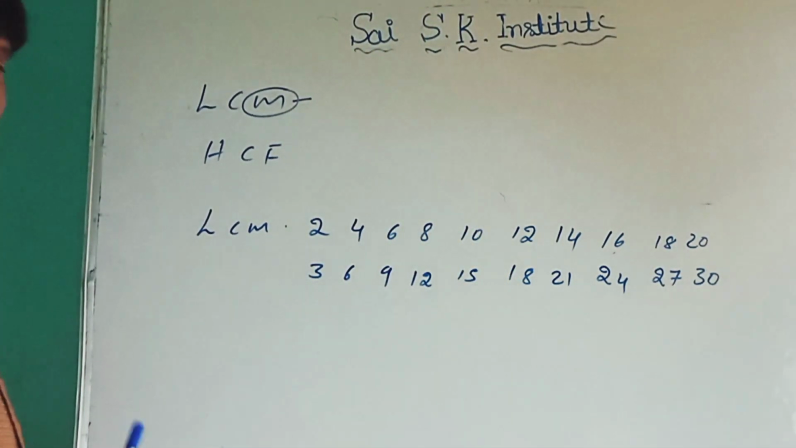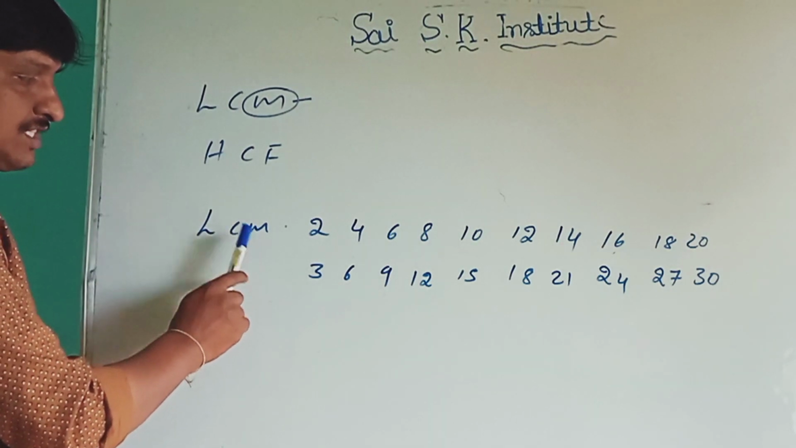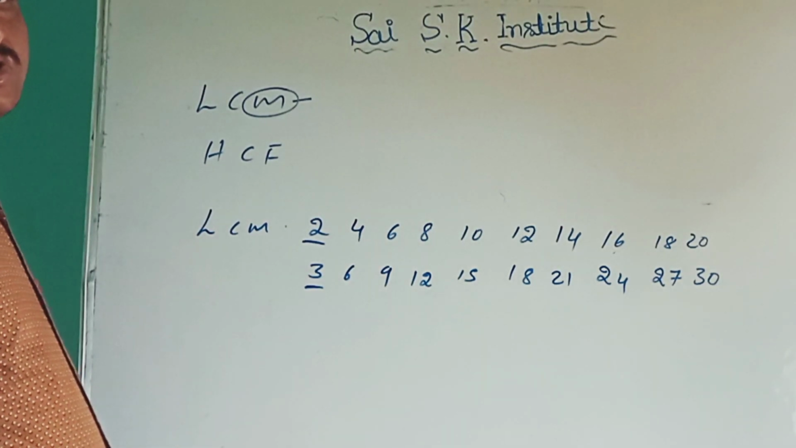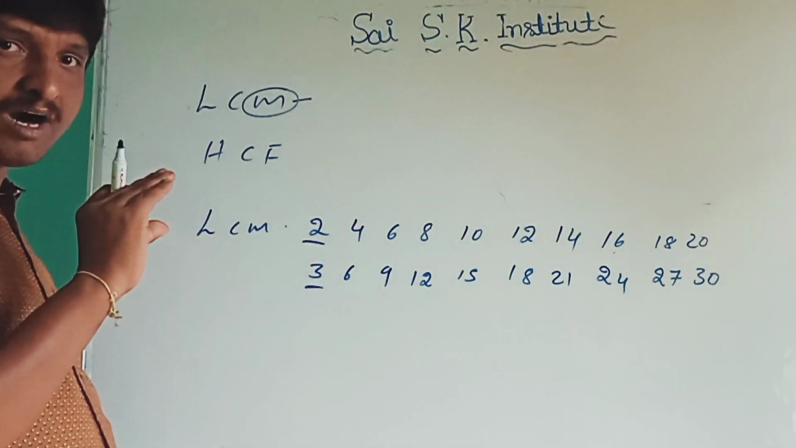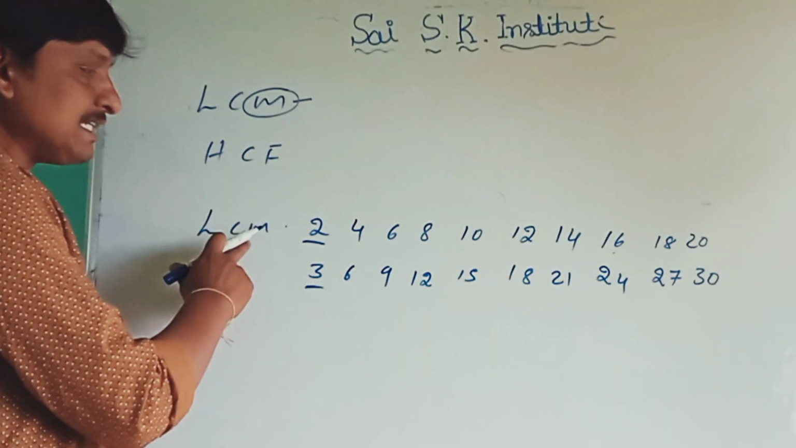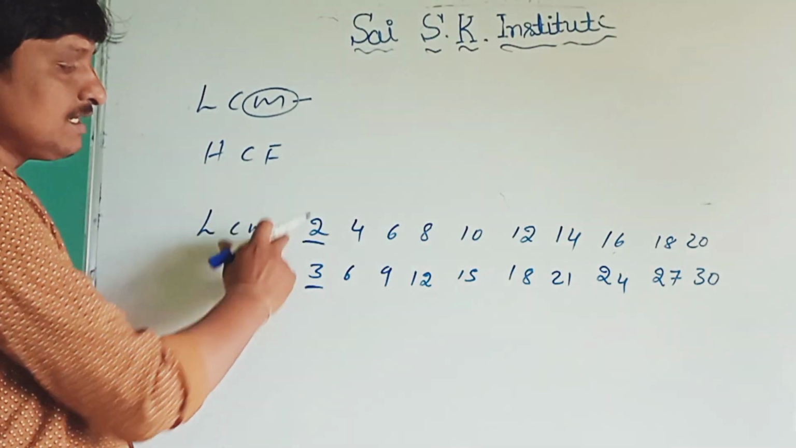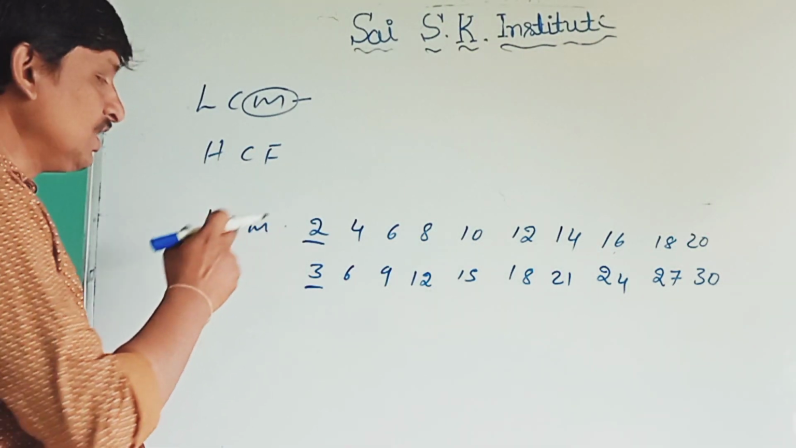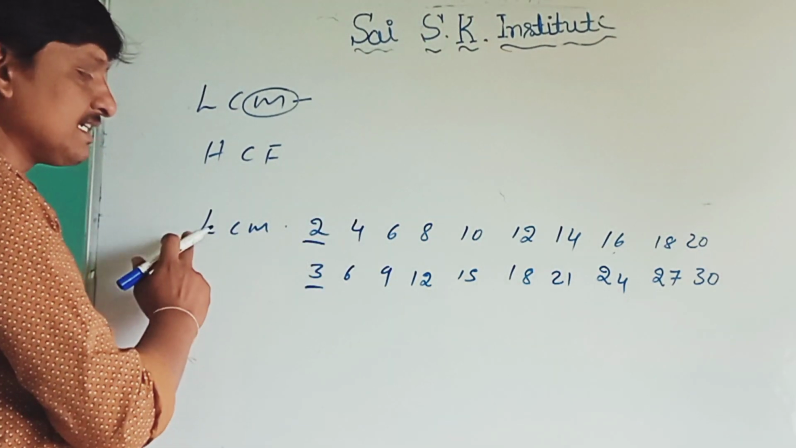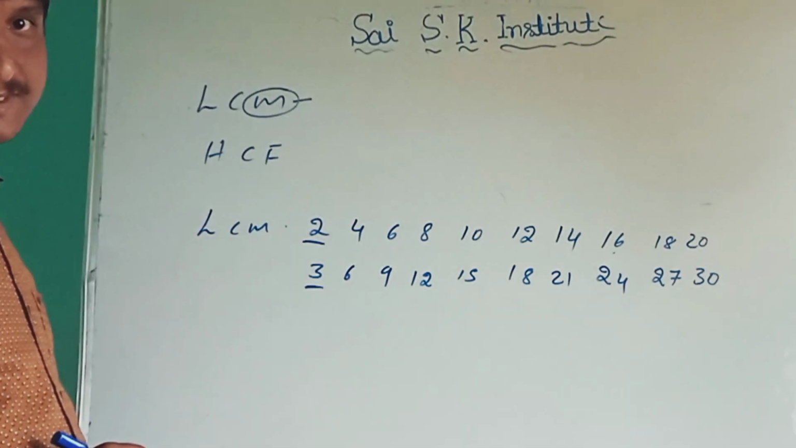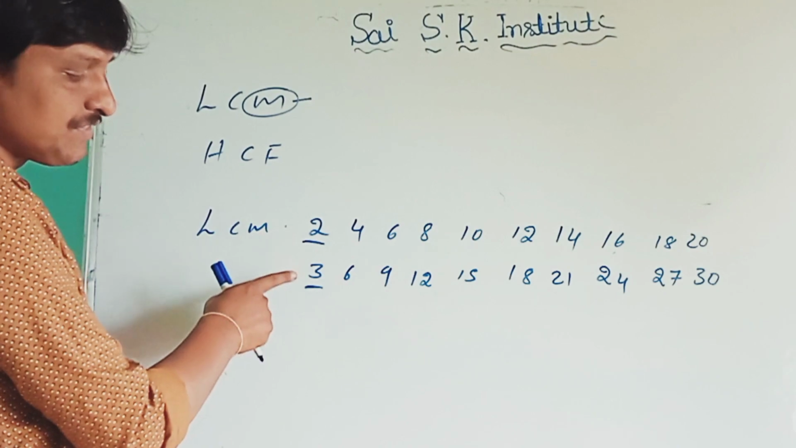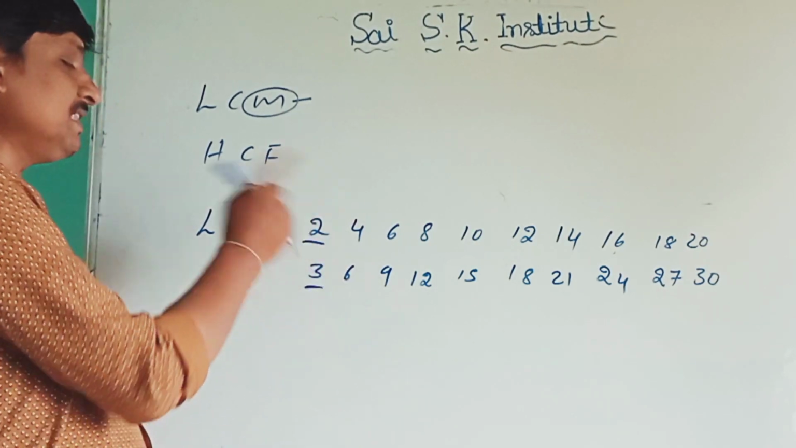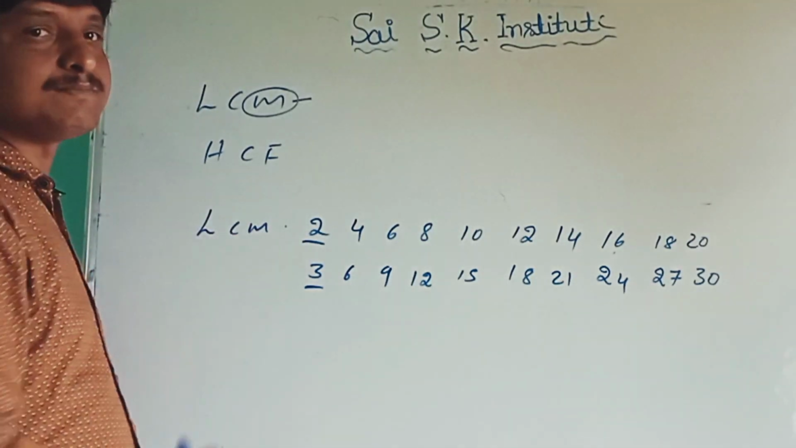So what do we mean by least common multiple? First we have written the multiples of 2, and again we have written the multiples of 3. Here, least means the very smallest number. Common means the number is the same in both tables, a common multiple. So among the common multiples, the smallest one is the least common multiple. It's a simple concept.